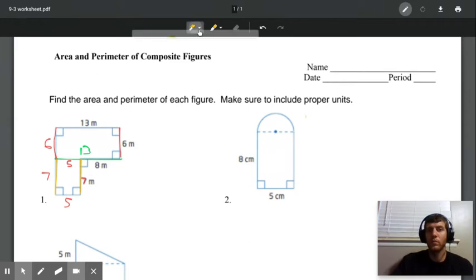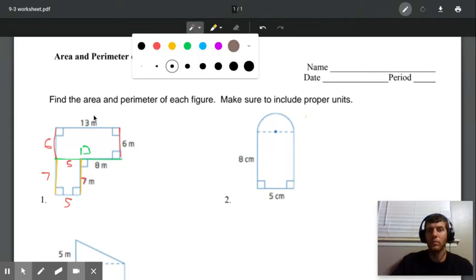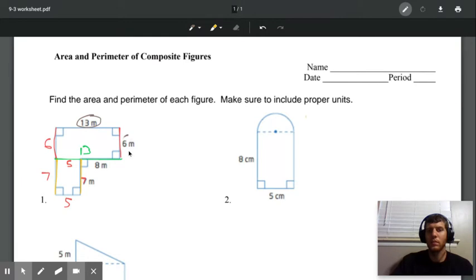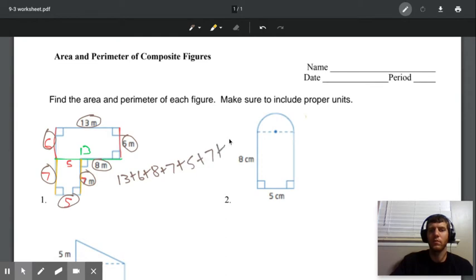All right, so perimeter is just simply adding up all the pieces together. So we have 13, 6, 8, 7, 5, 7, and 6. So we're just going to add those all together. 13 plus 6 plus 8 plus 7 plus 5 plus 7 plus 6.